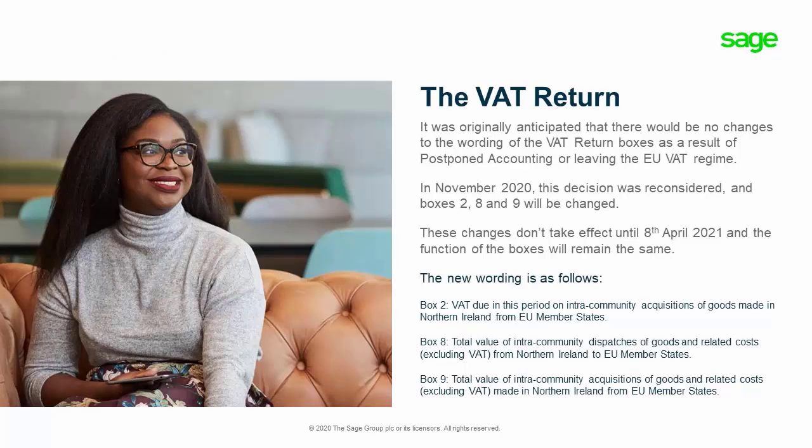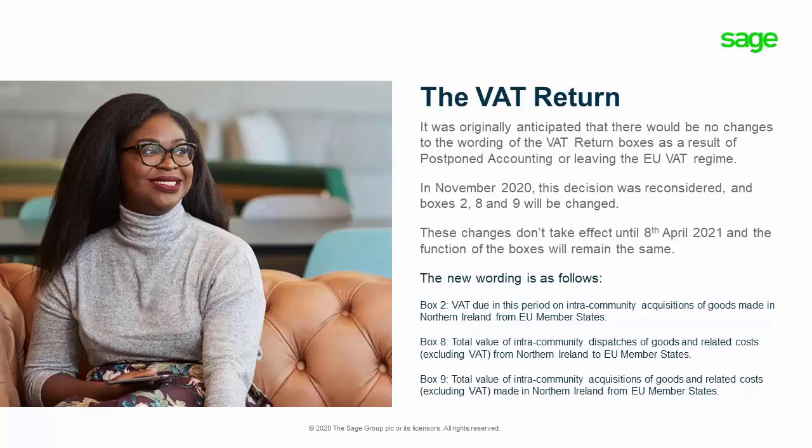Something else that's changing is the VAT return. Now, it was originally anticipated that there would be no changes to the wording of the VAT return boxes as a result of postponed accounting or leaving the EU VAT regime. But in November 2020, this decision was reconsidered, and boxes 2, 8 and 9 will be changed. These changes don't take effect until the 8th of April 2021, and the function of the boxes will remain the same. But just for your awareness, the new wording of those three boxes is as follows.